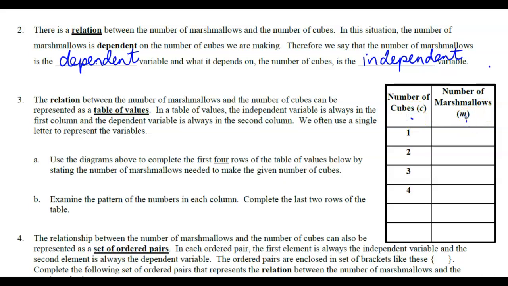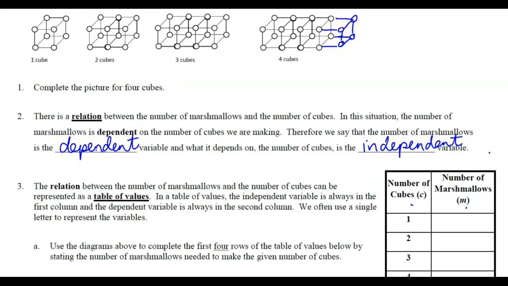Use the diagram to complete the first 4 rows. And then we'll see if there's a pattern, right? So for cube 1, how many marshmallows? Well, there's 4 in the front, 4 in the back. So there's 8. Count them up.